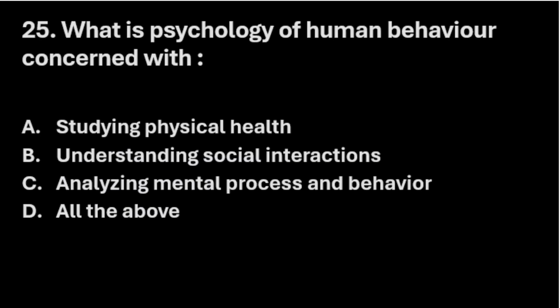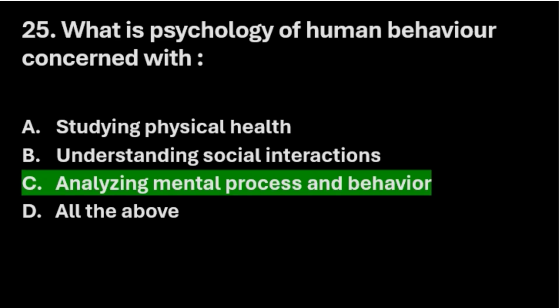Next question. This is the last question of this series. What is the psychology of human behavior concerned with? Option A, studying physical health. Option B, understanding social interactions. Option C, analyzing mental process and behavior. Option D, all the above. The right answer here is option C, analyzing mental process and behavior.